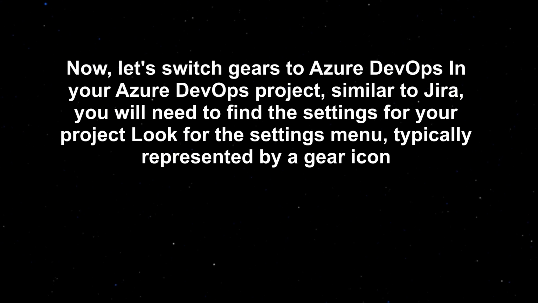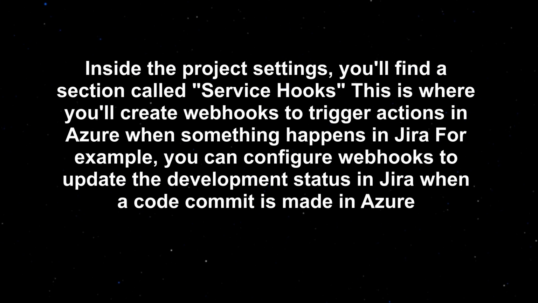In your Azure DevOps project, similar to Jira, you will need to find the settings for your project. Look for the settings menu, typically represented by a gear icon. Inside the project settings, you'll find a section called Service Hooks. This is where you'll create webhooks to trigger actions in Azure. When something happens in Jira, for example, you can configure webhooks to update the development status in Jira when a code commit is made in Azure.